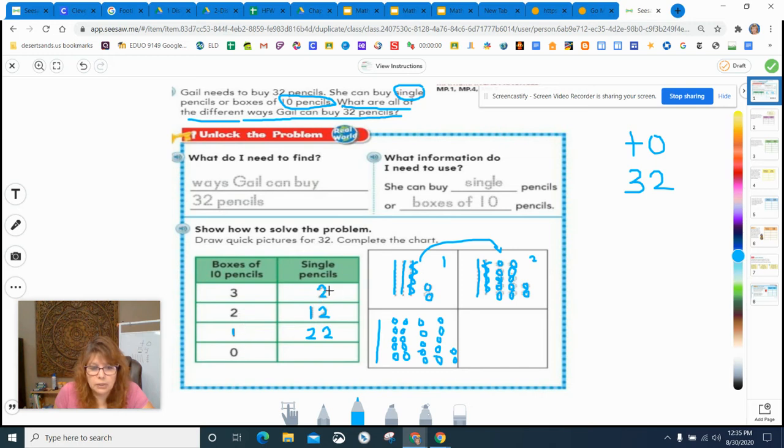Now I want you to see also the pattern that's happening on the singles. It started with only 2 singles, then it went to 12. What happened? You see how we added a 10 here, the one that we regrouped? And then what happened here? Another 10, so it went to 22. So what do you think is going to happen here?